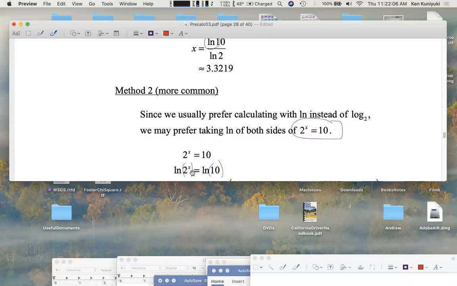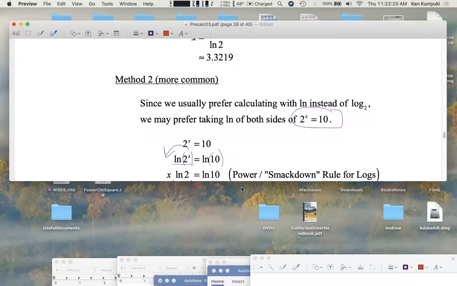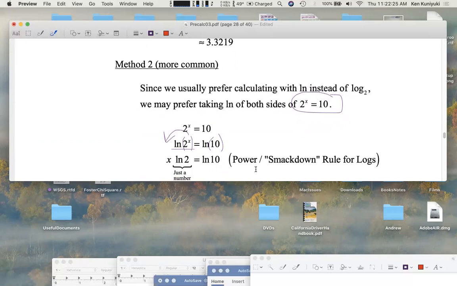Okay, now this time it's not the inverse properties, but look what we can do on the left-hand side. We can take the x and smack it down by the power rule. And we get x times ln of 2, which is just a number, it's just a constant, equals ln of 10. In fact, on the left side, it kind of acts like 3 of x or 4 of x. It's just that ln of 2 is a weirder coefficient.